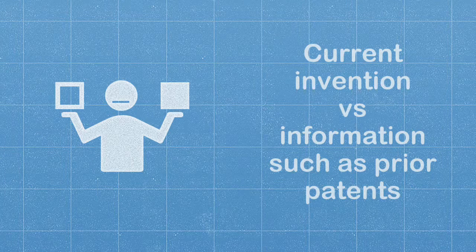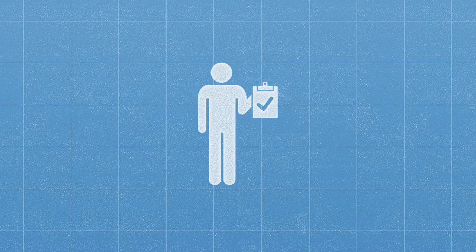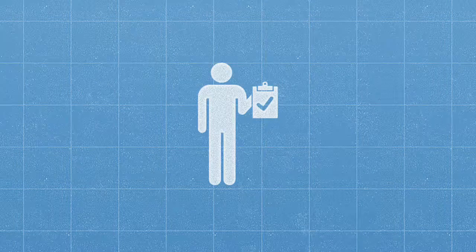The test for an innovative step requires a comparison between the current invention and public information, such as another patent, from the perspective of the hypothetical person. This is to identify any differences between them and determine whether the differences in the current invention make a substantial contribution to the way the invention works. If there is a substantial contribution, there is an innovative step. Note that this test is generally easier to satisfy than the test for inventive step.